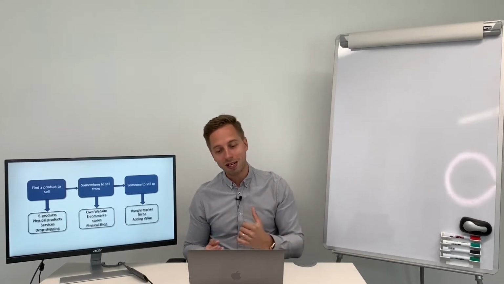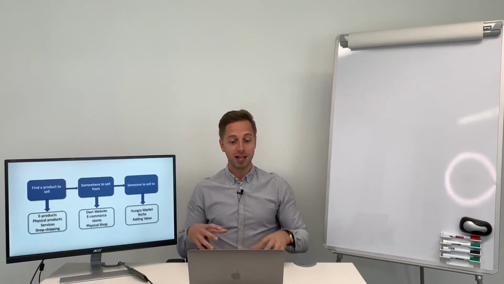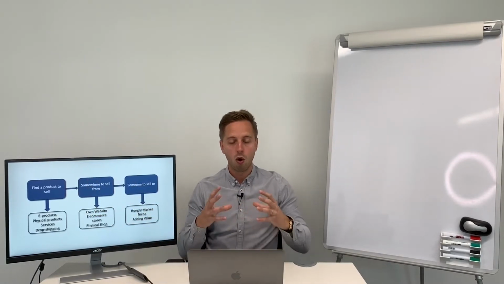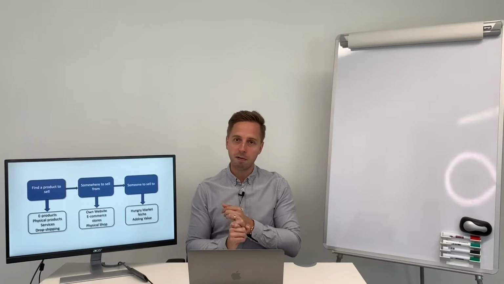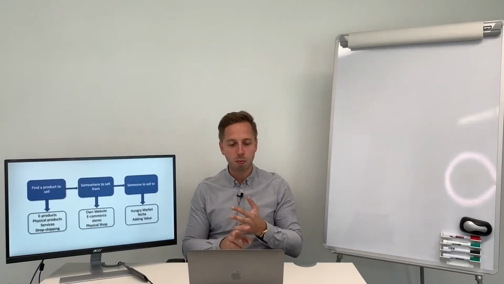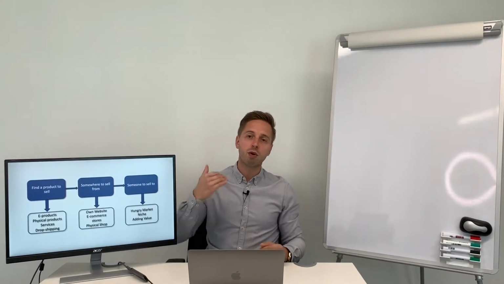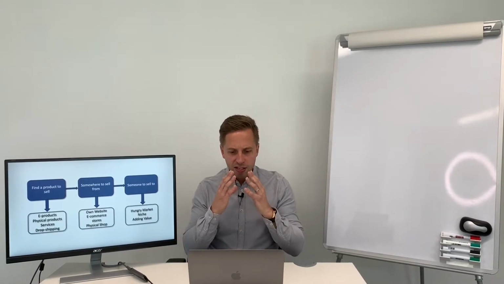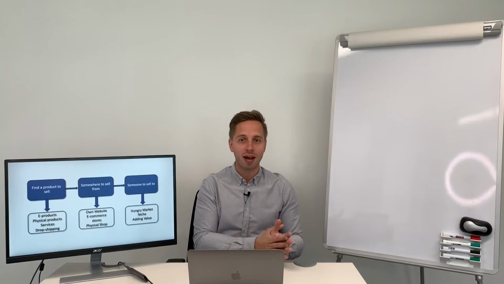Now let's look a little bit deeper into the different types of products. We're currently on step number one, something to sell, or a product to sell. Now we've got different types of product. We've got e-products, physical products, services, drop shipping, all of that good stuff. So there's an abundance of things you could go out there and start selling.